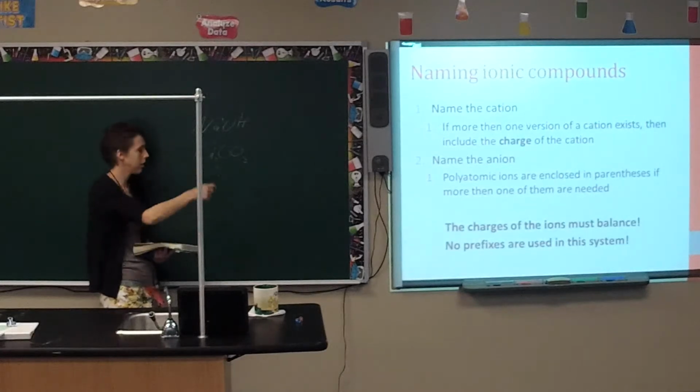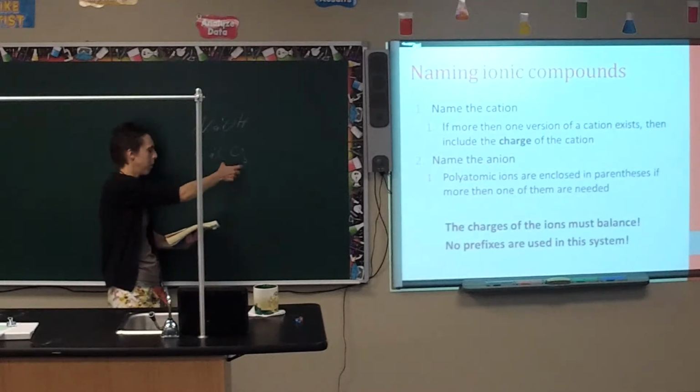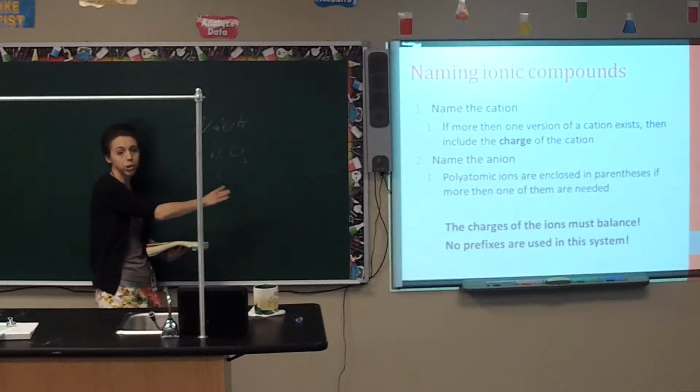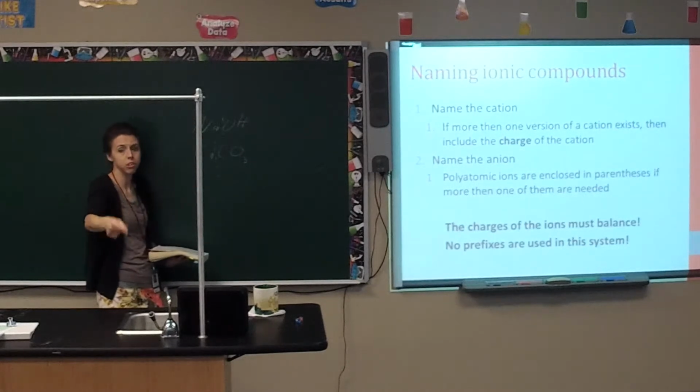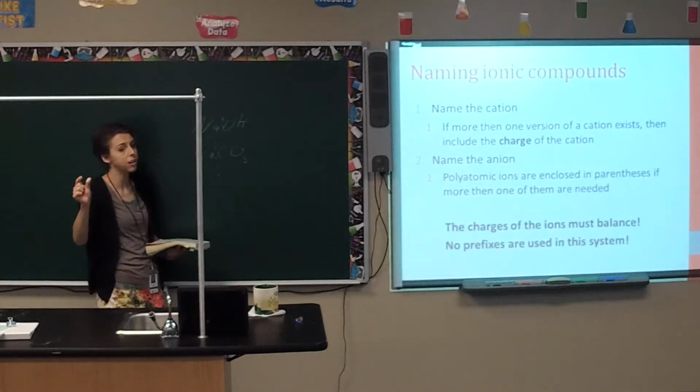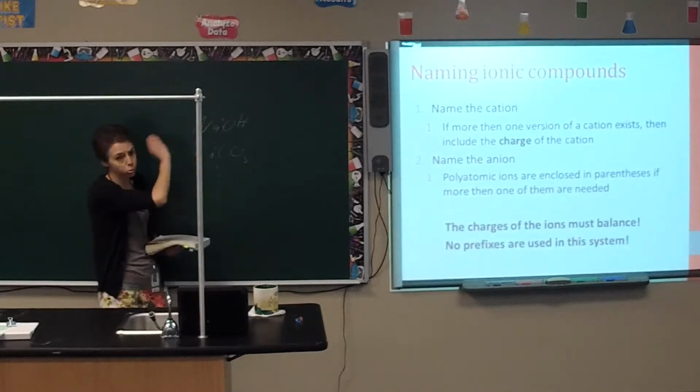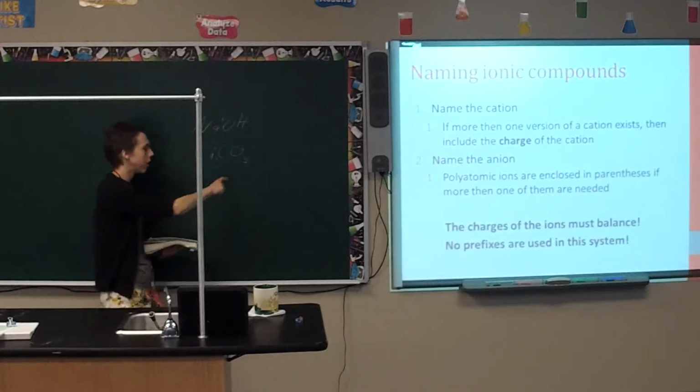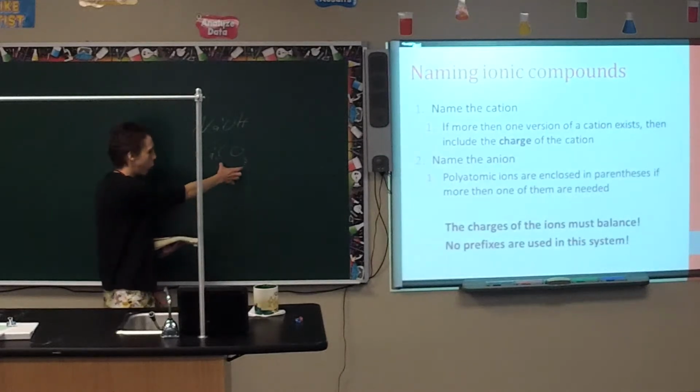No. So this one would just be calcium carbonate. That's it. That's all you're doing for it. You don't worry about prefixes, because we use prefixes for the binary molecular compounds. These are ions, so the rules of prefixes do not apply to these. So don't try to sound out and figure out if it's carbon trioxide. Nope. We're talking about the whole ion right now.